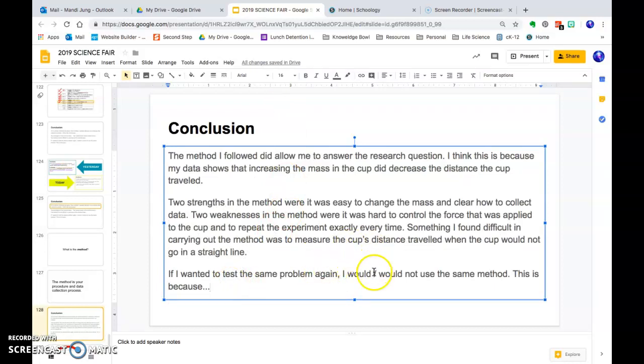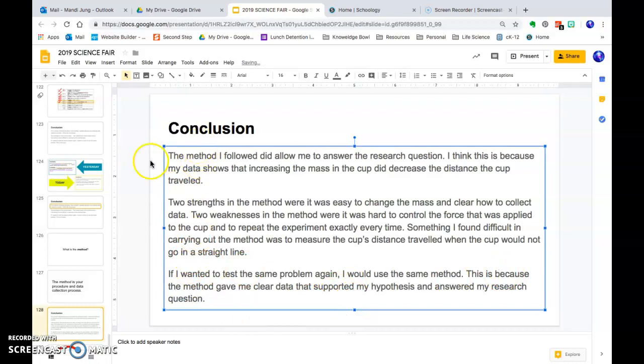So if I wanted to test the same problem again, I probably would use the same method. It definitely answered my question. This is because the method gave me clear data that supported my hypothesis and answered my research question. So that is how to fill out this conclusion slide.